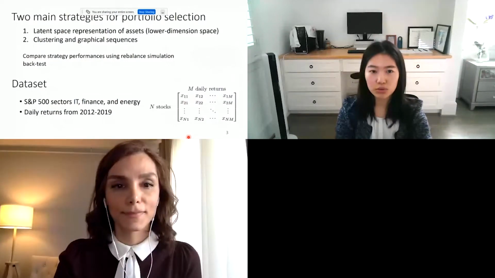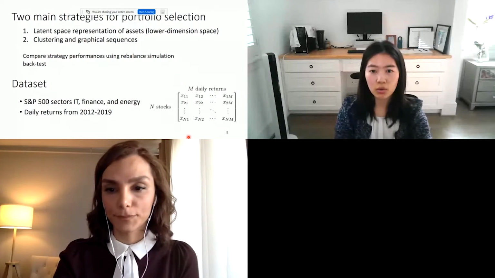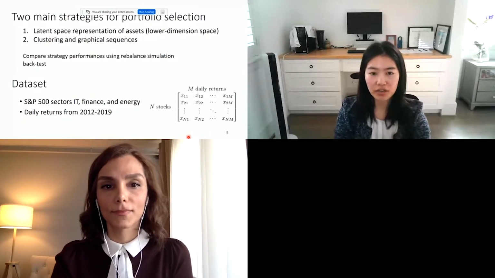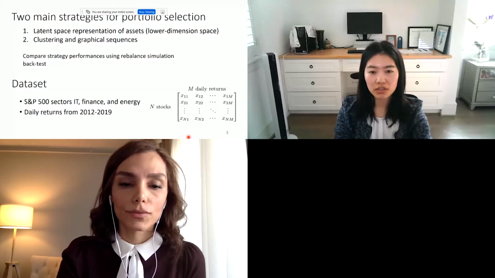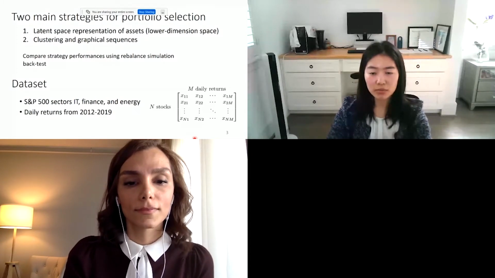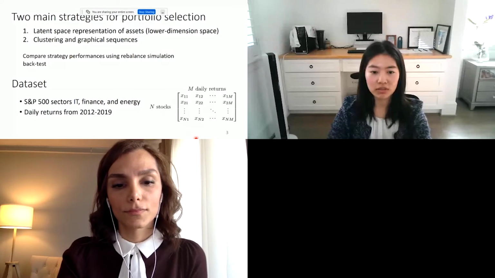And we had two main strategies. The first one was latent space or lower dimension space representation of assets. And the second one was clustering and graphical sequences. So I will talk about each of these strategies separately. And we also have a rebalanced simulation backtest to compare our strategy performances.